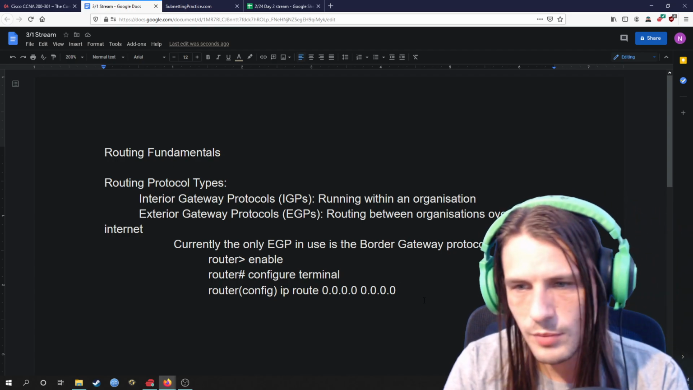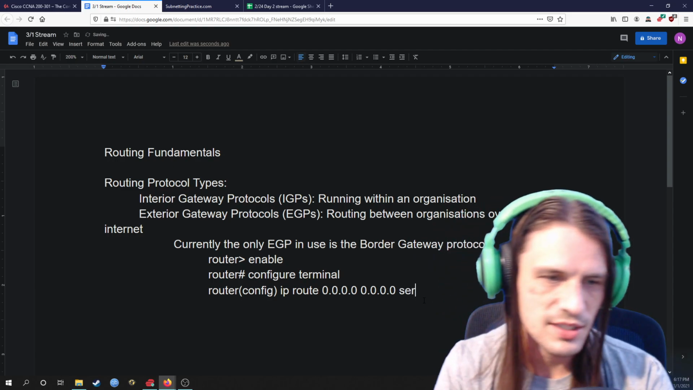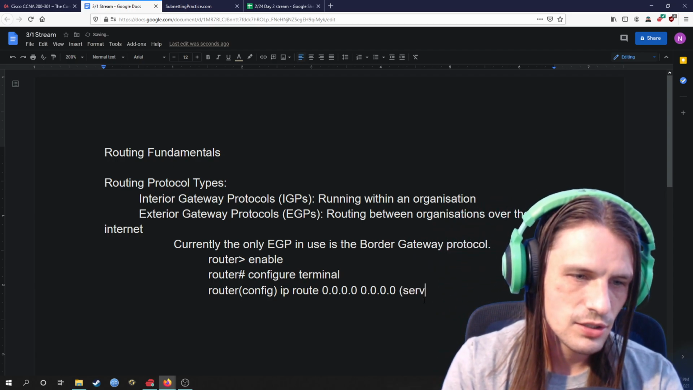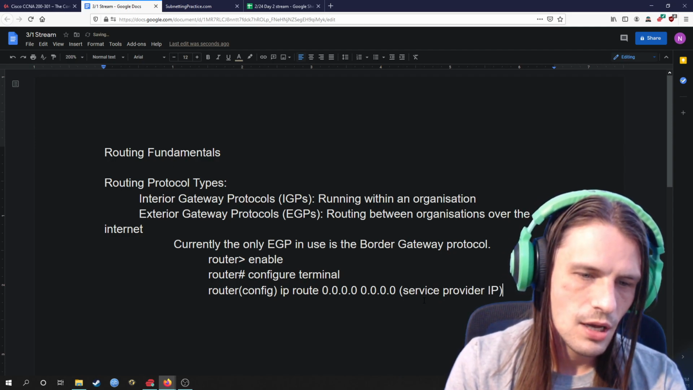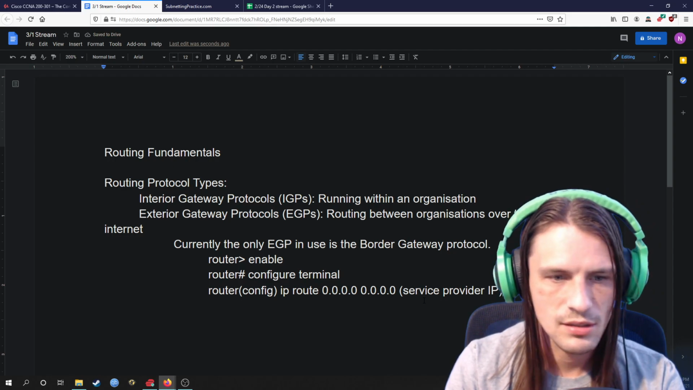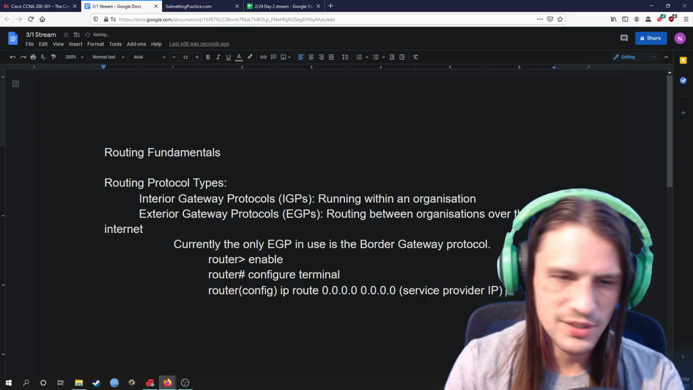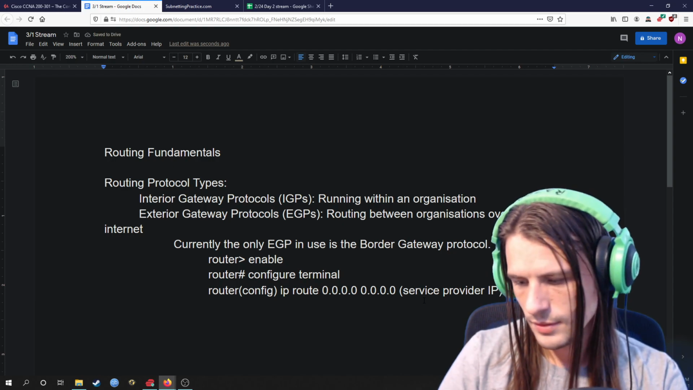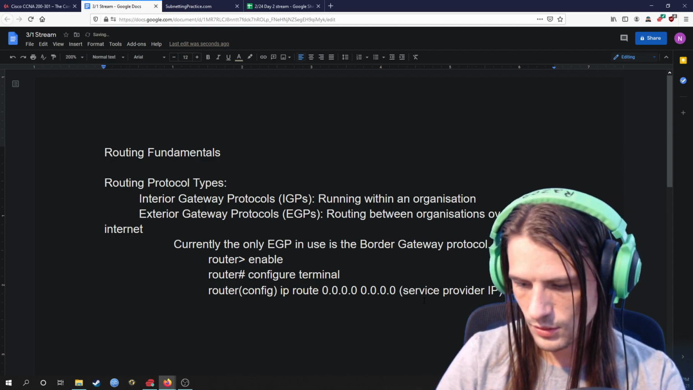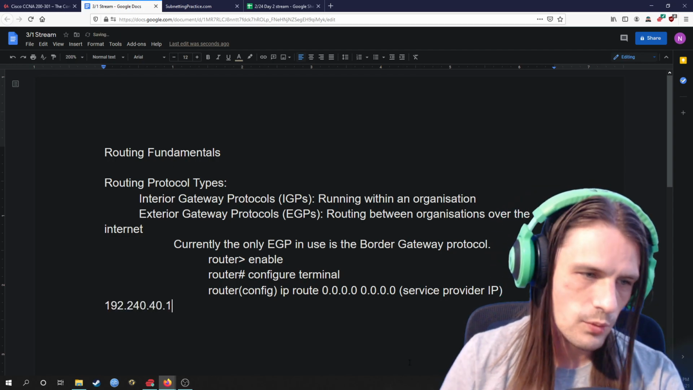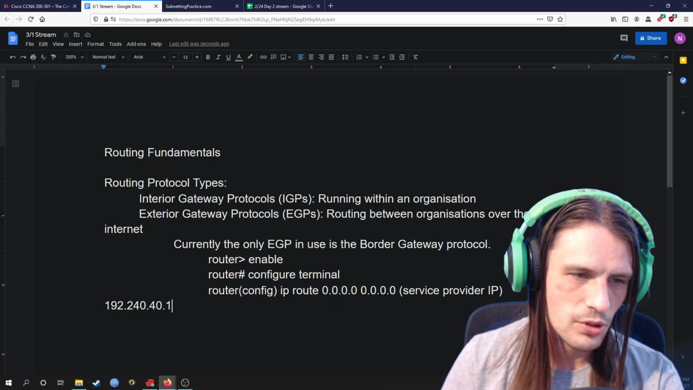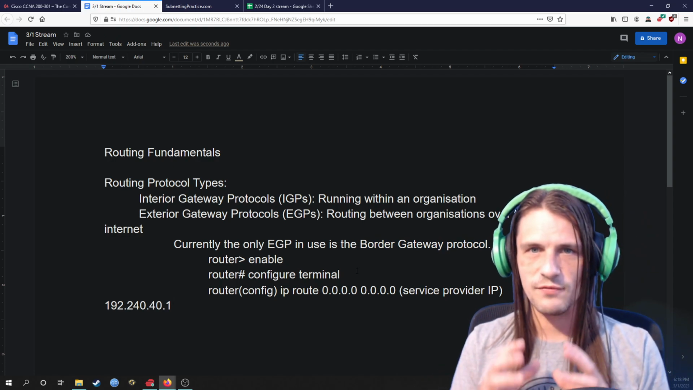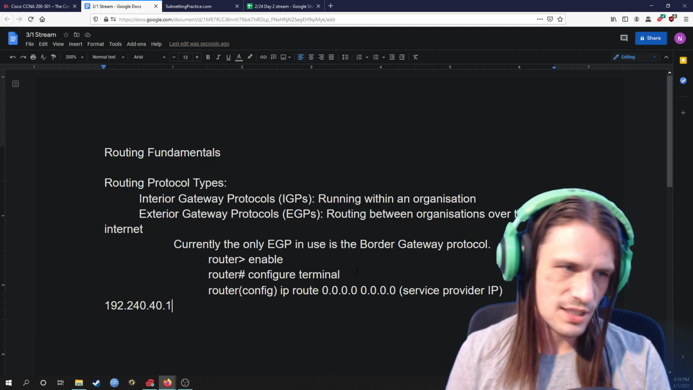I don't know what it would be because I'm not your service provider, but this third number is going to be the service provider IP, also known as an ISP, internet service provider. We could just put something in here, 192.240.41. So that's what it would look like. We'd run that, and that would create a border gateway protocol. And again, this is just going to be on the very edge router, the router closest to the internet.